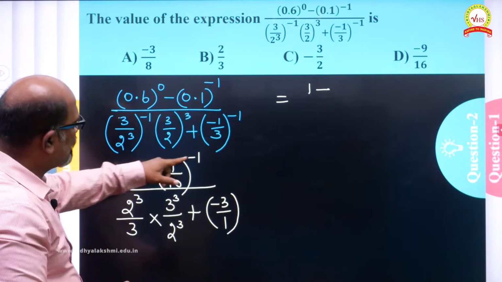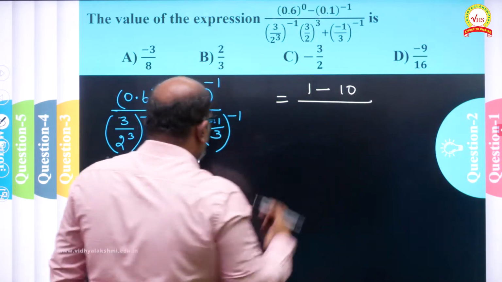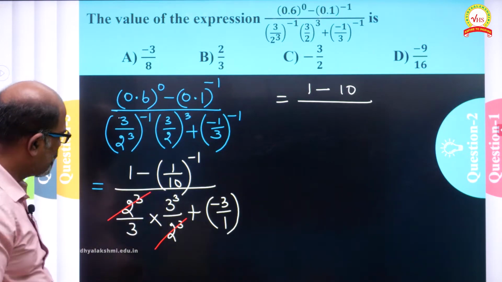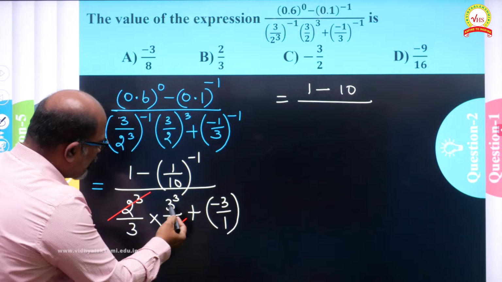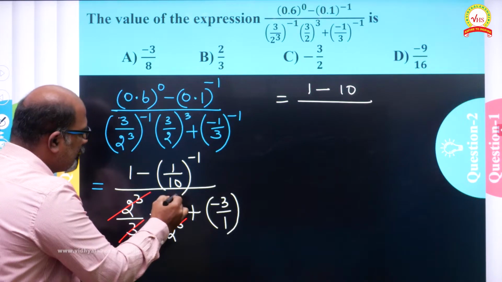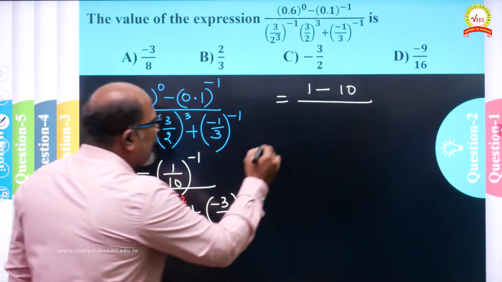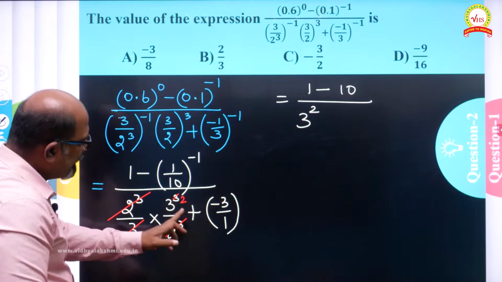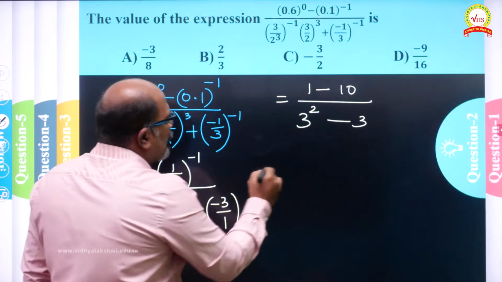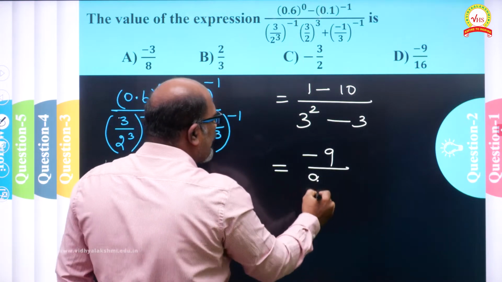Which is equal to 1 minus (1/10) the whole power minus 1. Again it takes the reciprocal, that is 10 by 1, nothing but 10. Okay, the whole divided by, here I am going to do cancellation. This cancellation is possible: here we have 3 three times, and in the denominator we have 1 time. So when we make cancellation, 2 times remain. So 3 power 2 will be the remaining part here, and plus into minus gives minus, so you will have this 3. Get it? After this, 1 minus 10 is minus 9, 3 square is 9, minus 3.